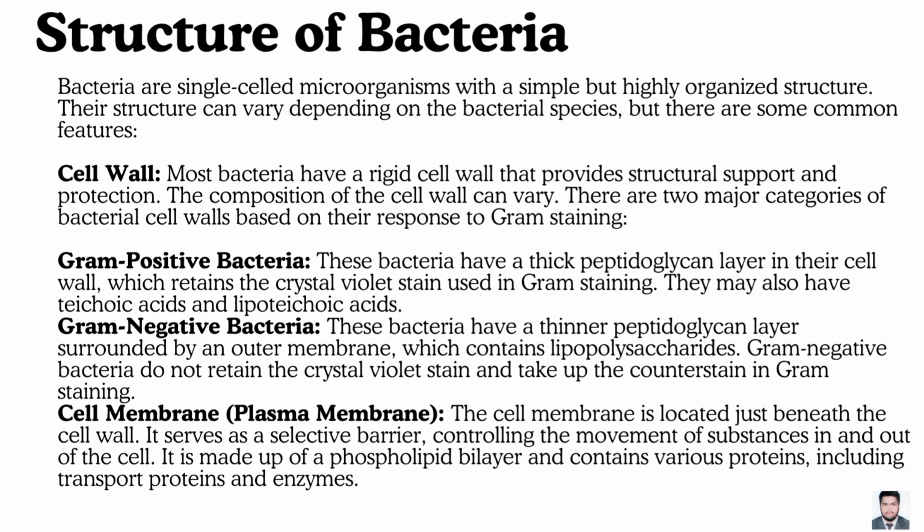There are two major categories of bacterial cell walls based on their response to gram staining: gram positive bacteria and gram negative bacteria. Gram positive bacteria. These bacteria have a thick peptidoglycan layer in their cell wall which retains the crystal violet stain used in gram staining. They may also have teichoic acids and lipoteichoic acids.